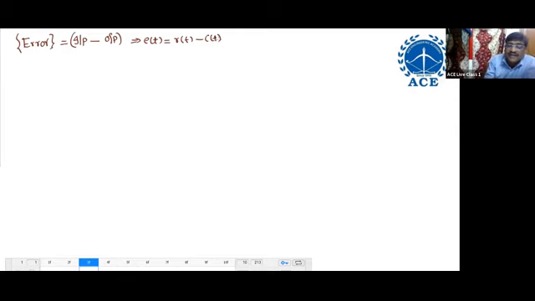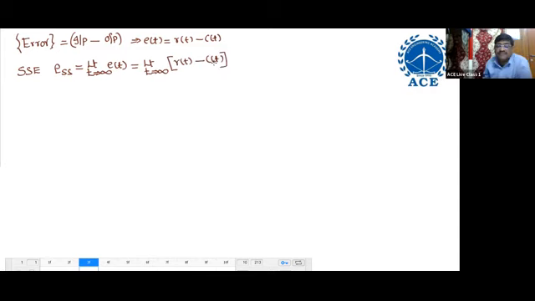So now find the steady state error. E_ss is called the steady state error. E_ss equals limit t tends to infinity of E of t, which equals limit t tends to infinity of R of t minus C of t.